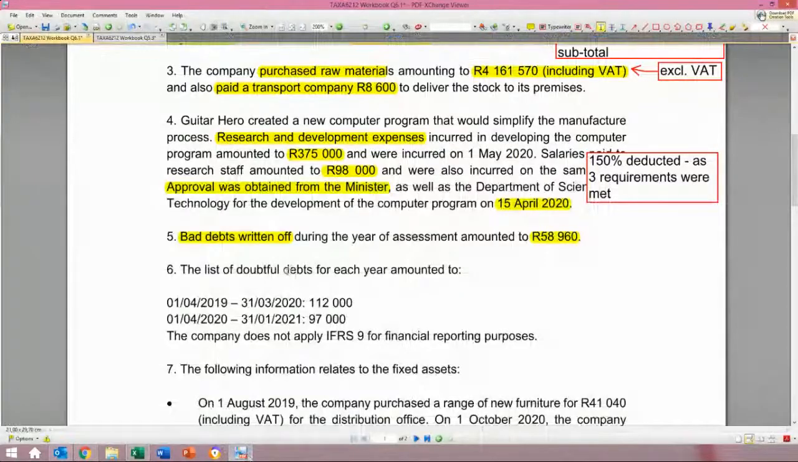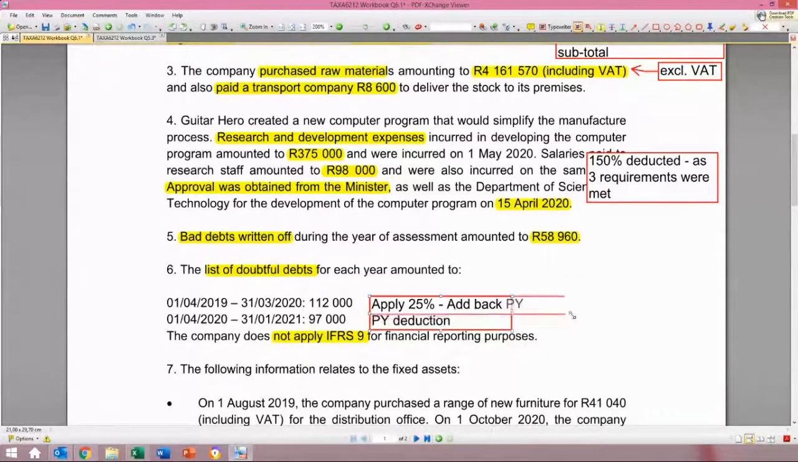Okay, then the next item, we're looking at the list of doubtful debts. Now, I said that if they don't tell you the specific periods, whether it's 50 days, 60 days, 120 days, then you assume that you only use the 25%. So they tell you they did not apply IFRS 9. So we would either have 25 or 40%, but because they left this information open, we would apply only the 25%. Okay, and then we have to add back the prior year's deduction as well.